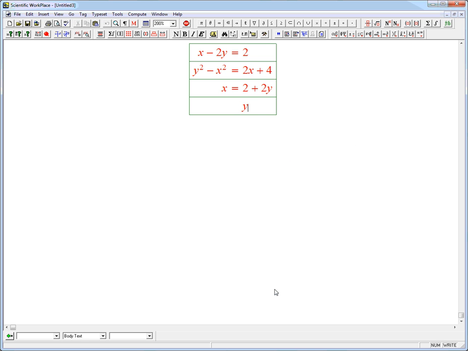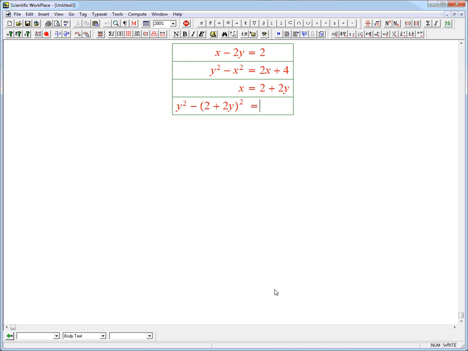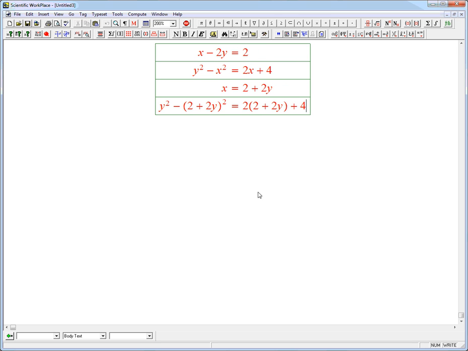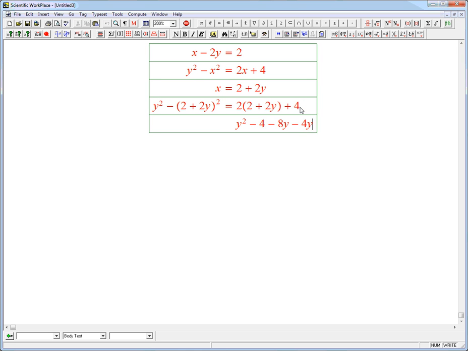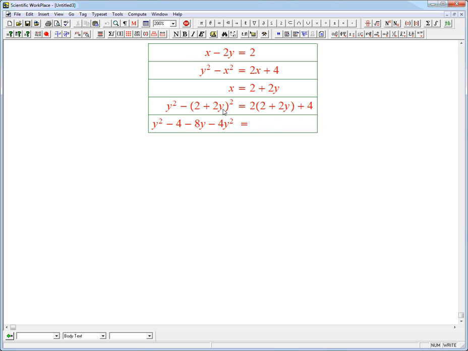Okay, so then substituting in the second one, it's going to be 2 plus 2y quantity squared equals, and then 2 times 2 plus 2y, again, plus 4. Okay, so in this equation, we've substituted in x equals 2 plus 2y twice. And now we're just going to have to square everything out. So we get minus 4 minus 8y minus 4y squared. It's all minus because of the minus in front here. Equals 4 plus 4y plus 4.